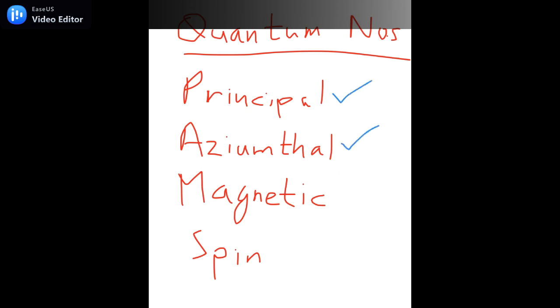So why do we need quantum numbers? Quantum numbers help us find the energy of a shell, the energy of a subshell, the orientation of the electron, and the movement of the electron. So right now we're discussing the energy of a shell, which is the principal quantum number, and the energy of a subshell, which is the azimuthal quantum number. So principal quantum number.